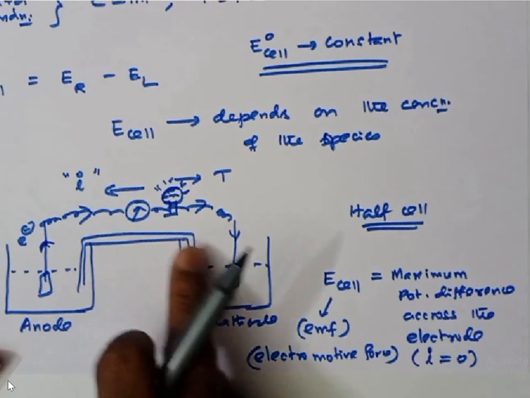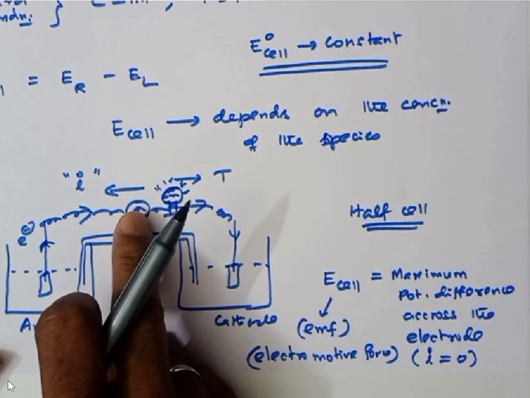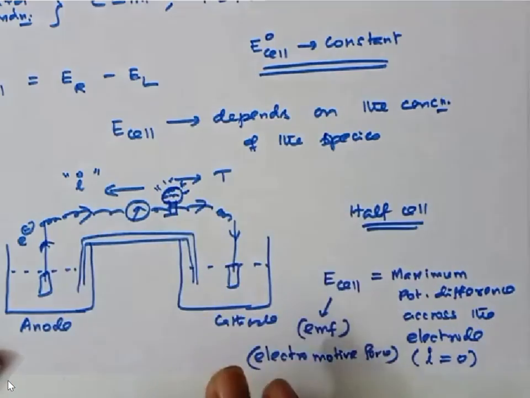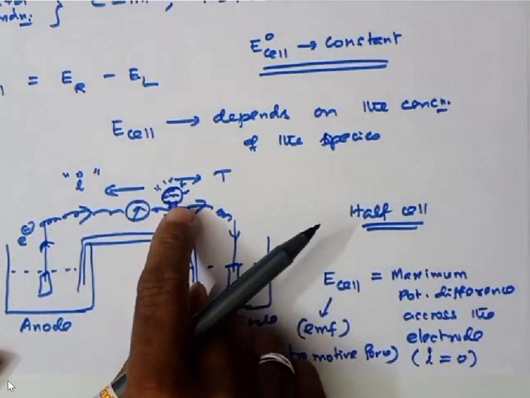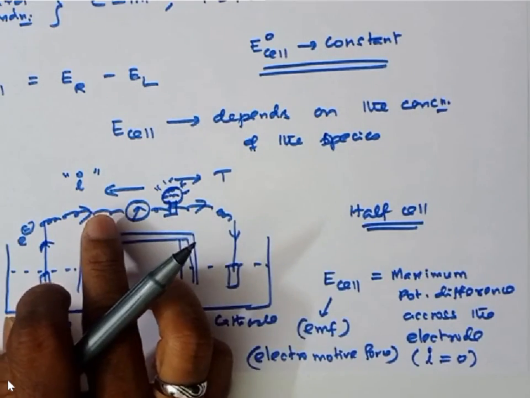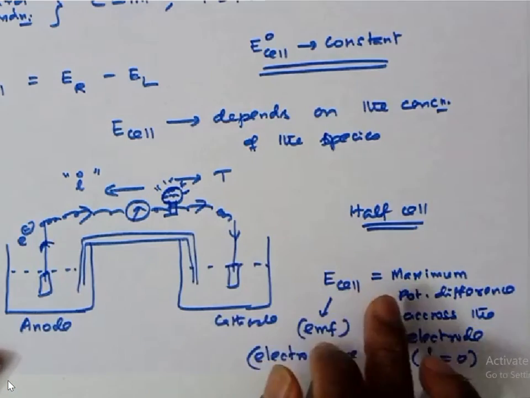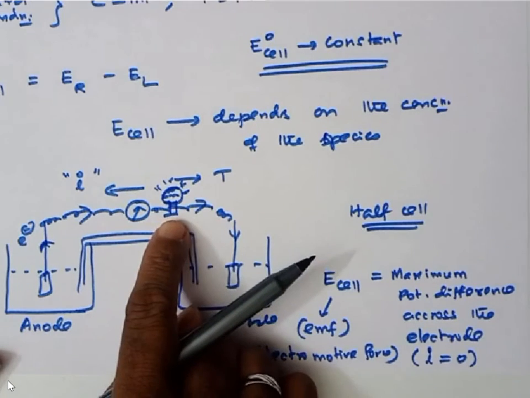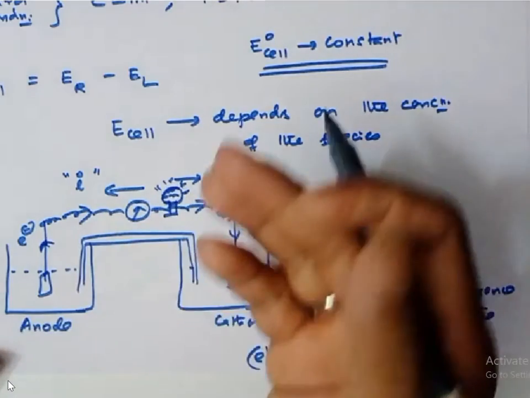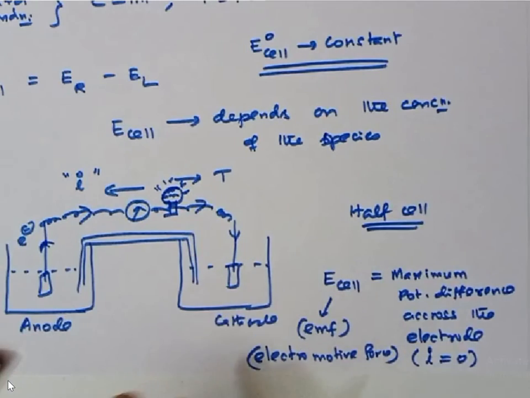Once you join the salt bridge and the wire, and connect the voltmeter, the reaction starts, then immediately the cell stops. Why? Because you are not utilizing the current. Then there is no current flowing in the circuit, and whatever potential appears here is the cell potential. But the moment you connect a bulb here, now you start utilizing the energy. Therefore, the potential difference across the electrode will start to decrease. That is not cell potential.